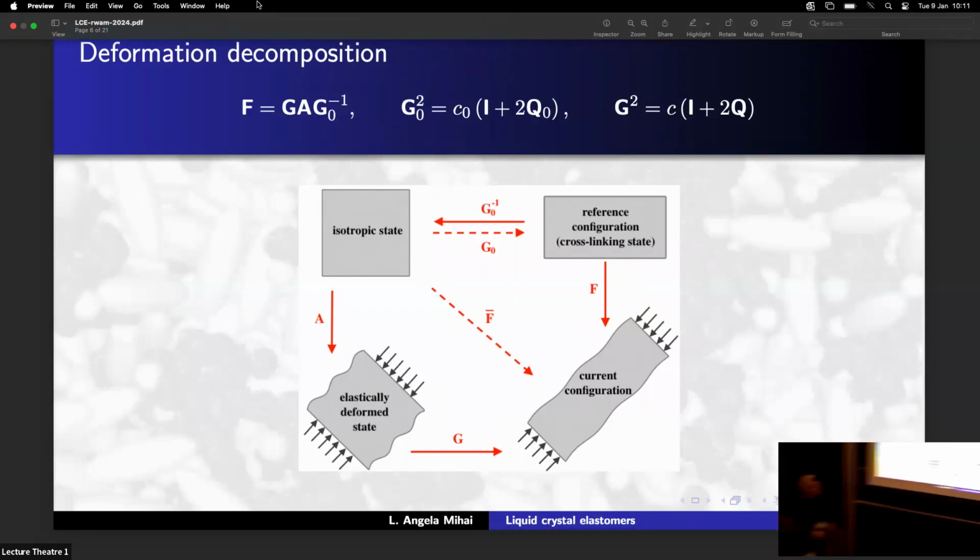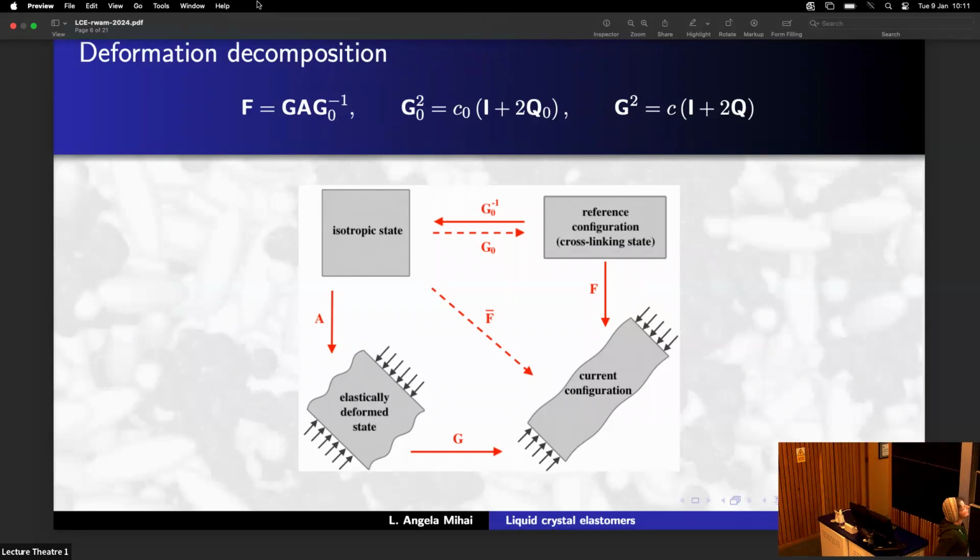And a bit more about the macroscopic deformation tensor. So the macroscopic deformation tensor contains information from the nematic order in the reference configuration through G0, the elastic deformation through A, and nematic deformation in the current configuration from G. And so you can see that in G and G0 there is a coefficient C and C0 that is a length scale parameter. And for example, this can be derived if you assume compressibility. So in the case of compressibility, that will be easy to derive.